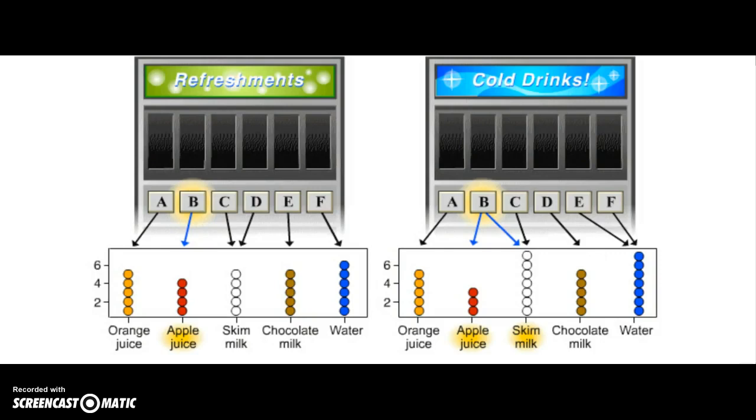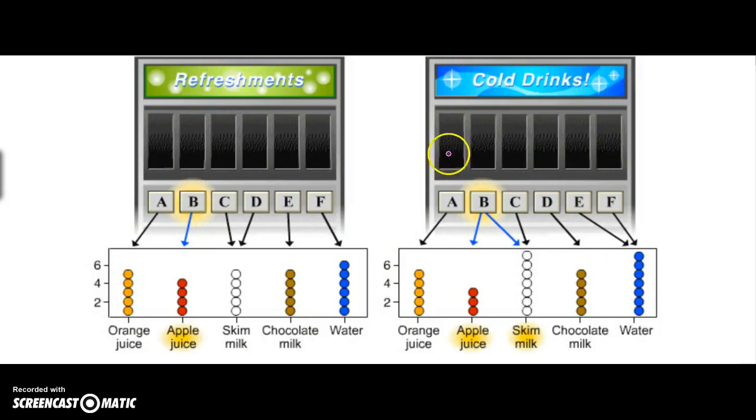One vending machine's name is refreshments, one is cold drinks. Now if you notice at the refreshments vending machine, if you press the A button, you're going to get out orange juice. If you press the B button, you're going to get out apple juice. Skim milk seems to be popular because it has two buttons to press. Chocolate milk, you press E, and if you want water, you press the button F. Now this one, whatever specific button you press, you're going to get a specific drink out.